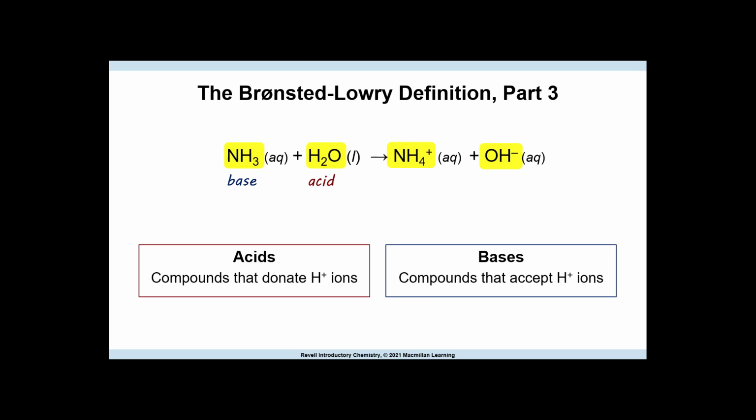So if we look here, we notice that NH3, if we go to the other side, becomes ammonium. So it forms NH4+. That means this one must be the base, because on this side it takes that proton. So we denote this as the base.